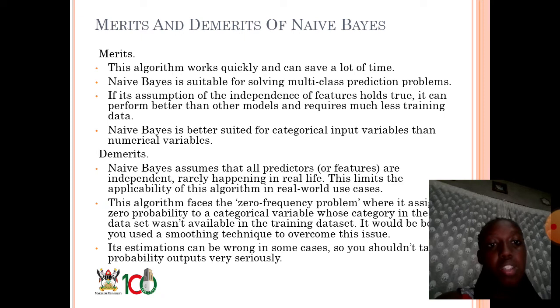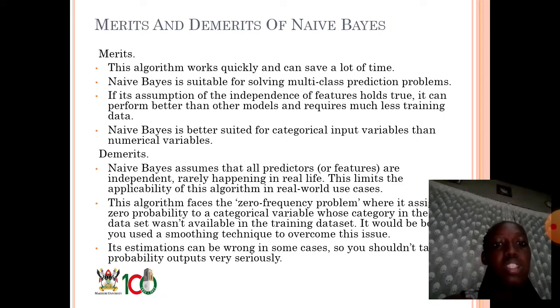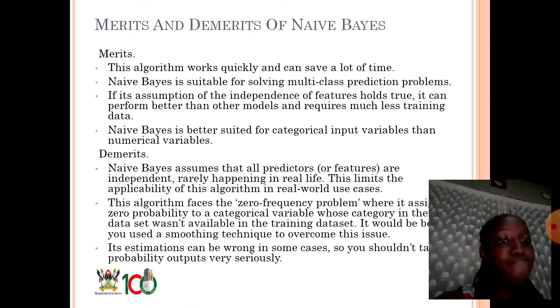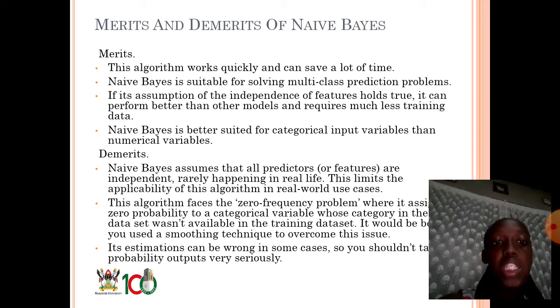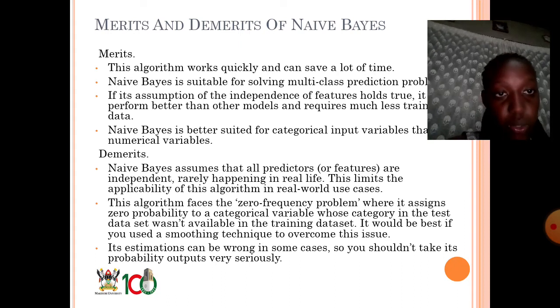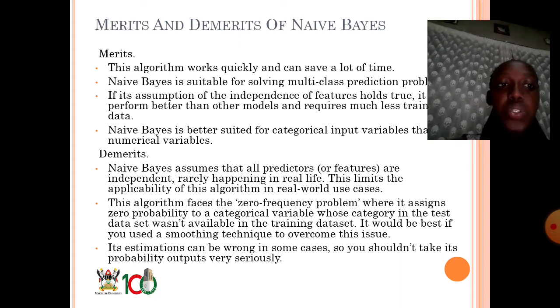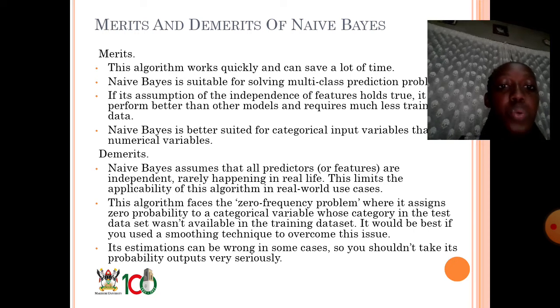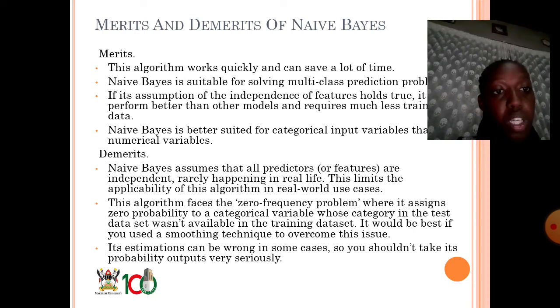For the demerits, it assumes that all predictors are independent, which rarely happens in real life, and yet the main goal for this AI is to work in real life. This algorithm also faces the zero frequency problem, where it assigns zero probability to a categorical variable whose category in the test dataset wasn't available in the training dataset. It would be best to use a smoothing technique to overcome this issue.